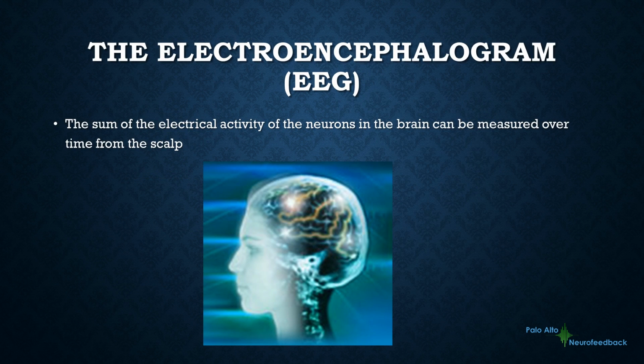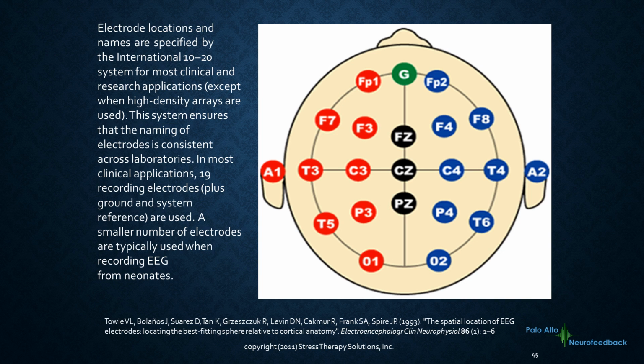The electroencephalogram, or EEG, is the sum of the electrical activity of the neurons in the brain, which can be measured over time from the scalp. Electrode locations are specified by the International 10-20 system for most clinical and research applications, except when higher density arrays are used, meaning more electrodes. But generally in private practice offices, this is the system that will be used.